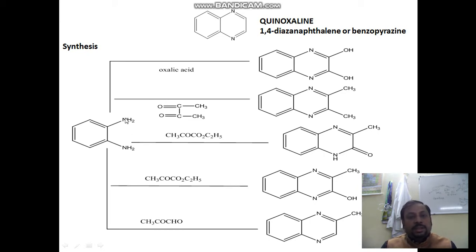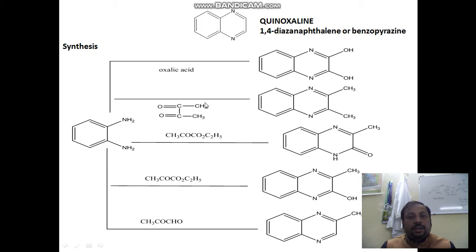It can be synthesized if we take a diamine, ortho-aniline. It is also called 1,2-diamine in the case of an aromatic compound. When it is treated with oxalic acid, an imine is formed through these hydrogen atoms. As a result, we get this type of derivatized quinoxaline.